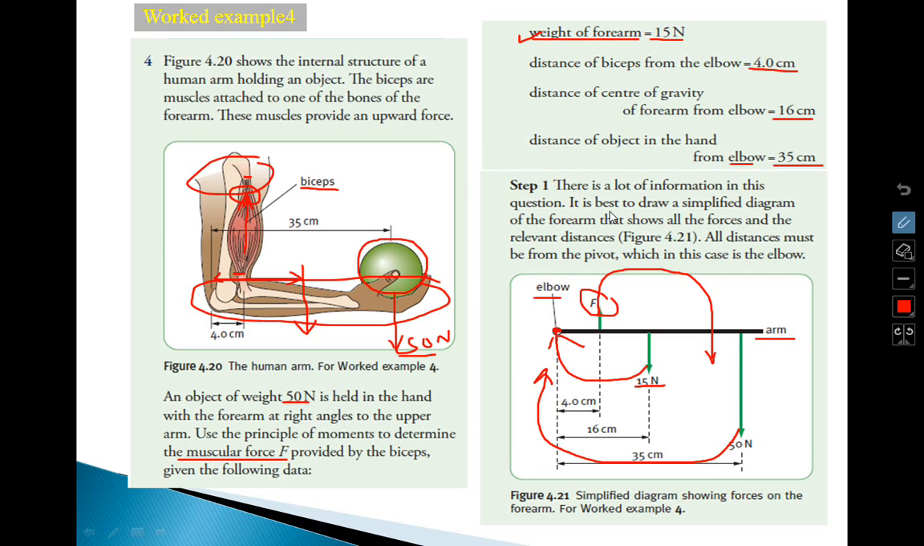Because there is a lot of information in this question, it's best to draw a simplified diagram to show all the forces and all the relevant distances, and then we will try to find the muscular force F.